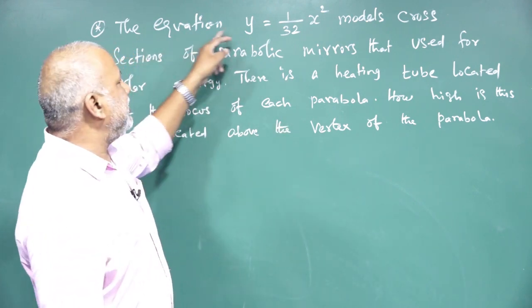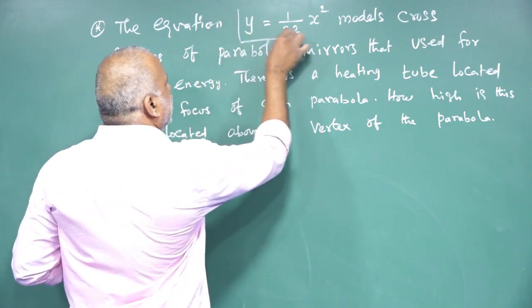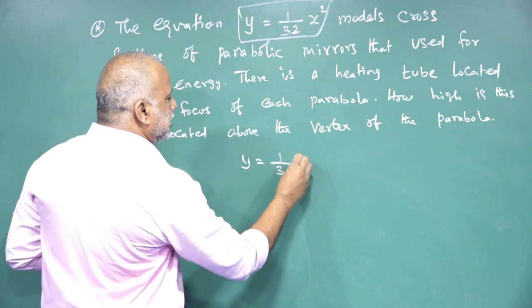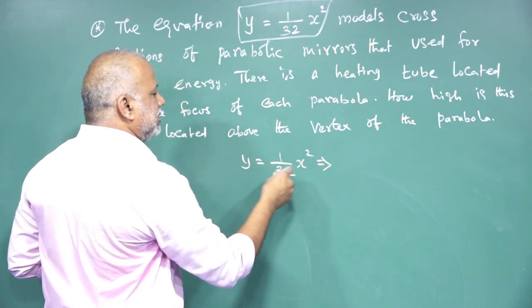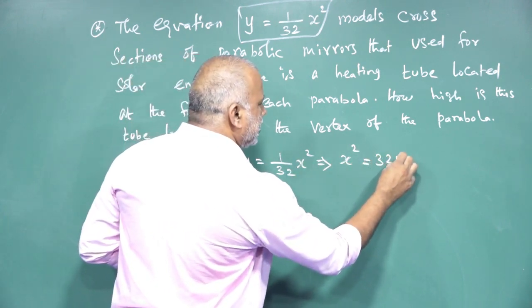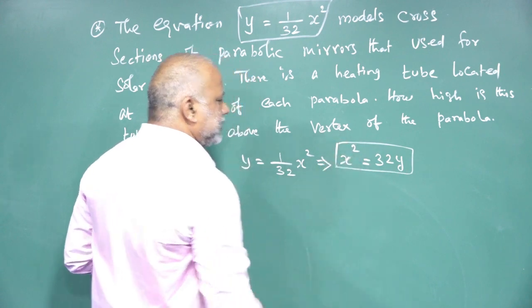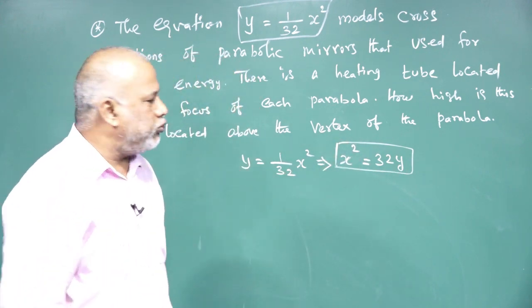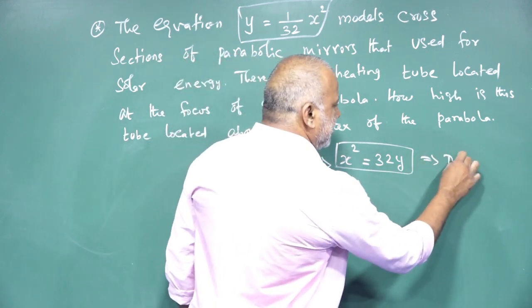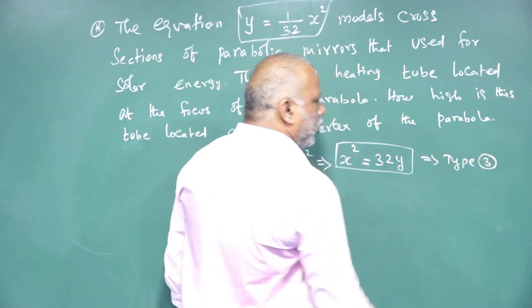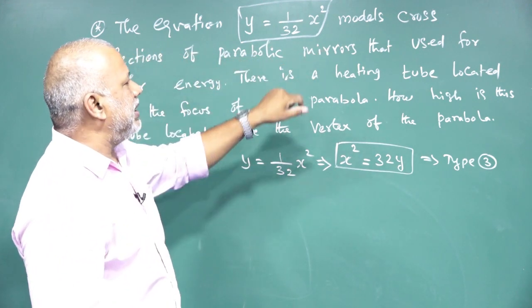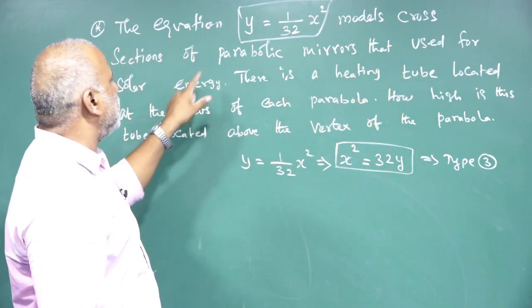Now listen students, once again, we are having one more real life problem based on the parabola. The given equation is y equal to 1 by 32 x squared. That means we can write this equation like this: x squared equal to 32y. So x squared equal to 32y. It is type number 3 parabola, which opens upward.